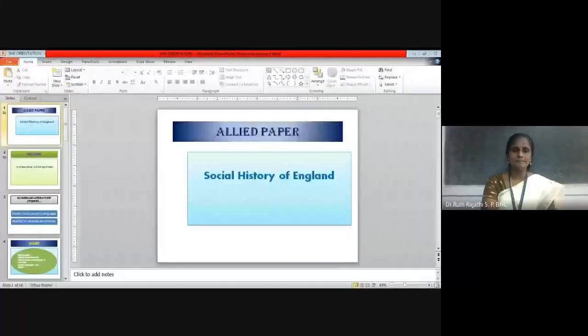So let me share my screen so that I'll give you a short orientation with the allied paper. The title of the allied paper is Social History of India, and that is the allied paper which we are going to have for first semester. Let me share my screen so that I will give an introduction to this paper. Social History of India is going to be the paper which you have as your allied in the first semester.